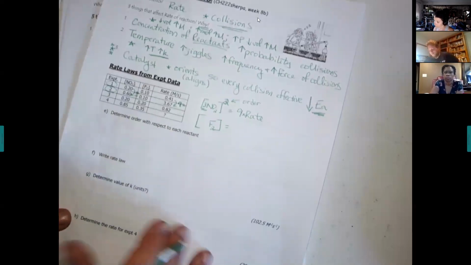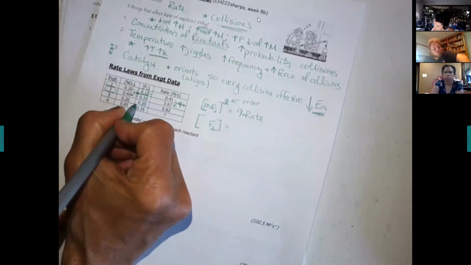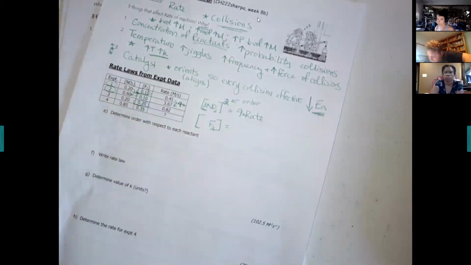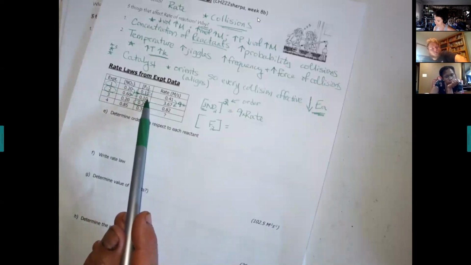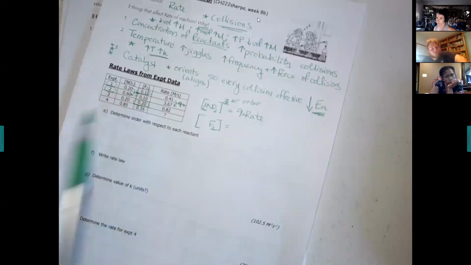All right, so for the fluorine, I want to compare the first one to the third one. So my question for you, and for all of you when you watch this at home, is why didn't I compare the second one to the third one, when I change the fluorine and double it? Why did I choose to compare the first to the third? Is it because of the rate? No, it is because you only want one thing to change.